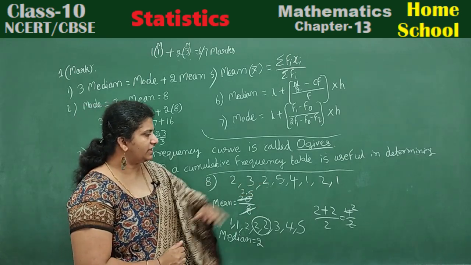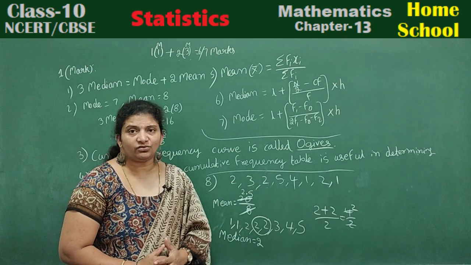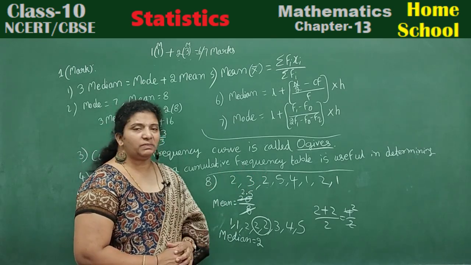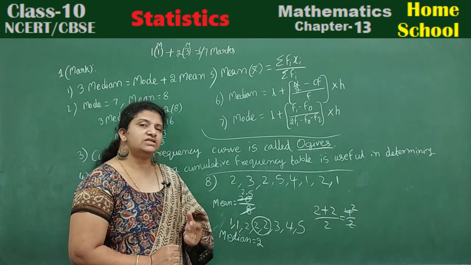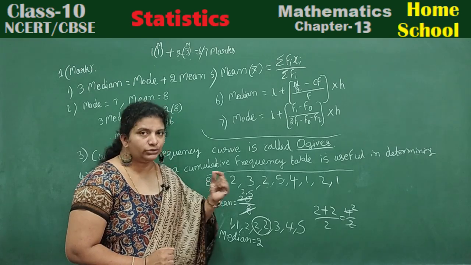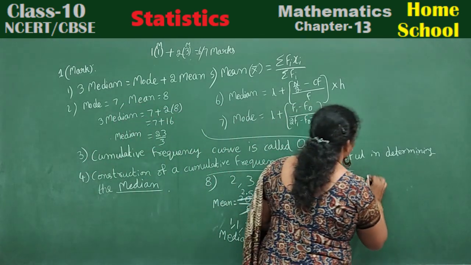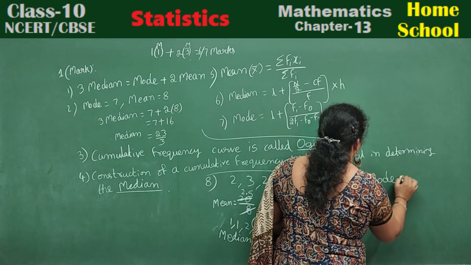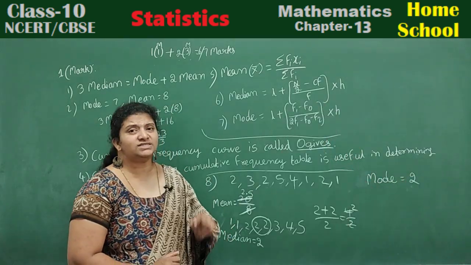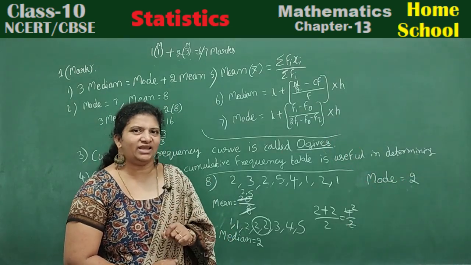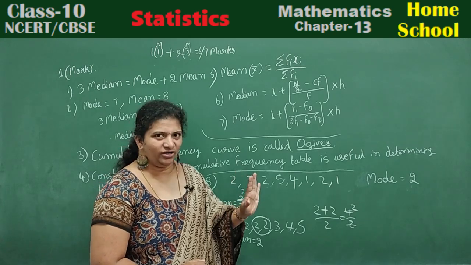Observe the given data. 2 is repeated 3 times. 1 is repeated 2 times. So, which number is repeated more times? 2. Therefore, I say that mode is equal to 2. The most repeated number in the given data is called the mode.